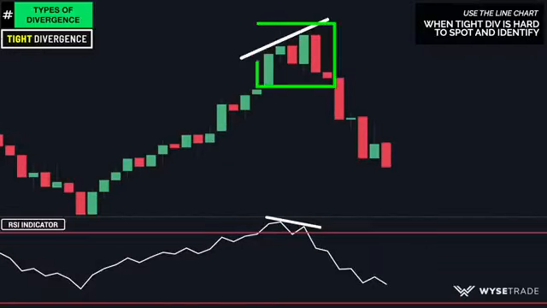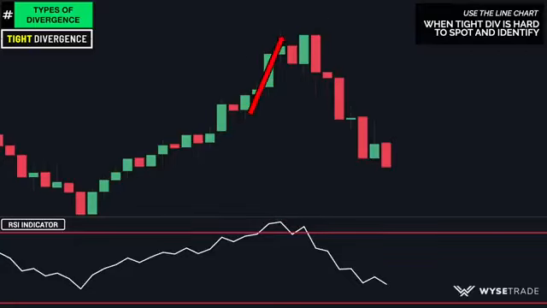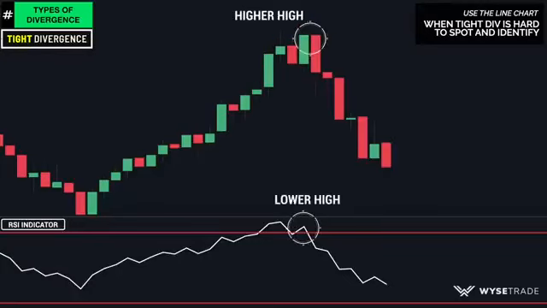This here is where your divergence occurred. And here is the movement that price made. Run, pull back, run. Price made a higher high, while the RSI made a lower high, hence your divergence.